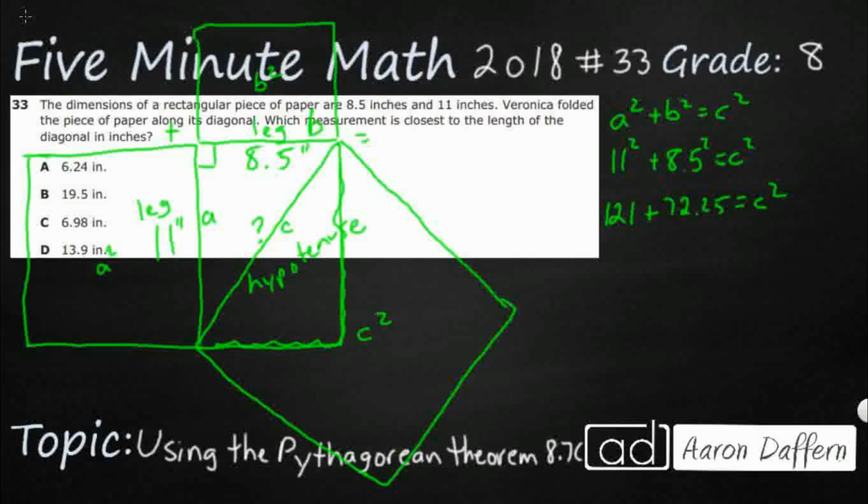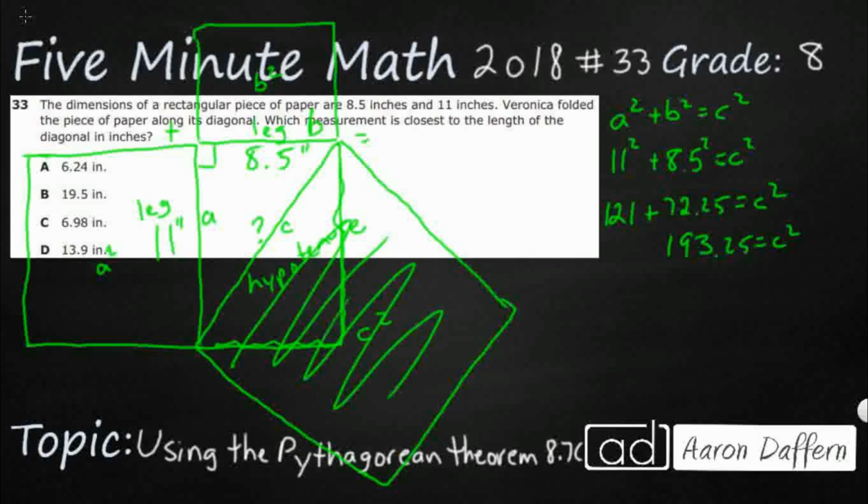And so if I add the 72.25 and the 121, I get 193.25 equals c squared. Now 193.25 is not an answer. It's not close to an answer because I have not isolated the variable. I still have an exponent. And I don't want all of c squared right here. I just want c, which means I need to take the square root. That's the inverse operation of an exponent, is to take a root. So since I squared it, I'm going to take the square root of both sides.